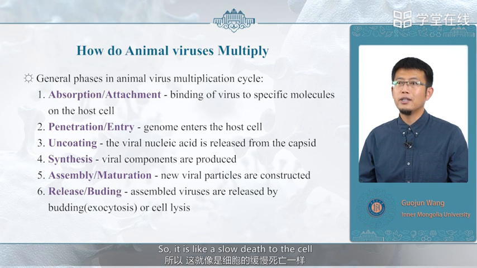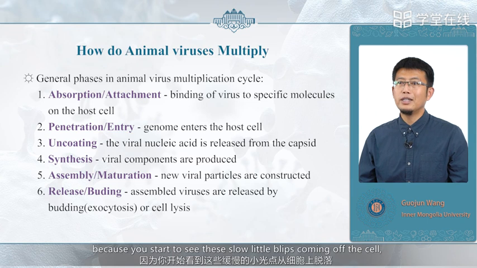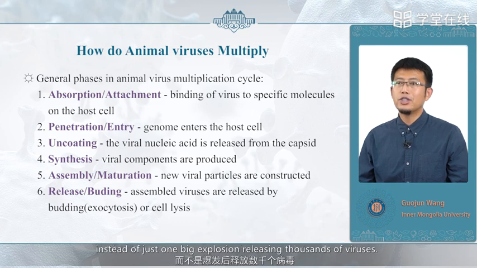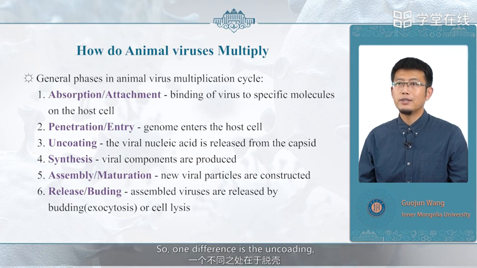So it is like a slow death to the cell, because you start to see these slow little blips coming off the cell, and it takes some membrane with the viruses. Instead of just one big explosion releasing thousands of viruses, the one difference is the uncoating, and the other one is the release. Either the cell opens up by an explosion or budding slowly kills the cell.